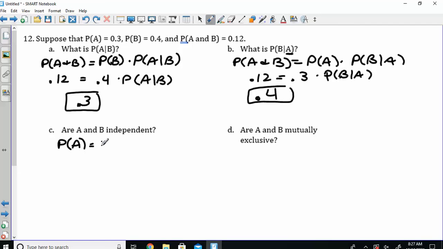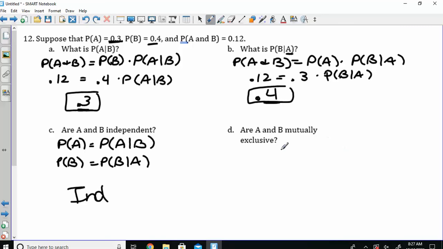Alright, are they independent? If they are independent, they don't change one another. So the probability of A would have to be the same as the probability of A if B has already happened. Or vice versa. The probability of B would have to be the same as the probability of B given that A has already happened. Is that true? Yeah, probability of A and probability of A given B. Probability of B, probability of B given A. Those are the same, so they are independent.